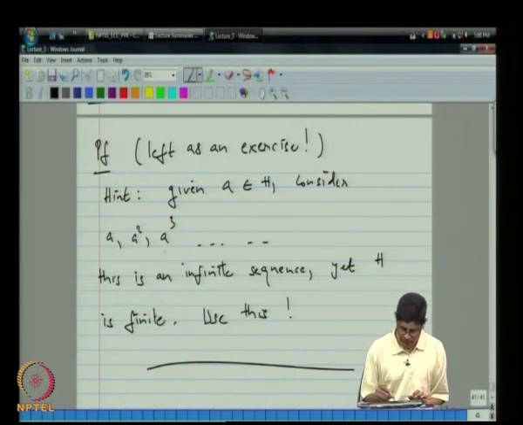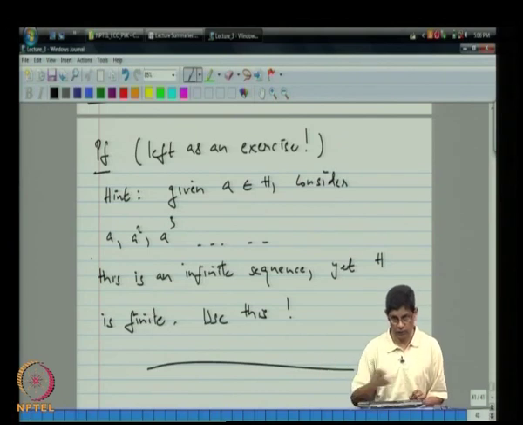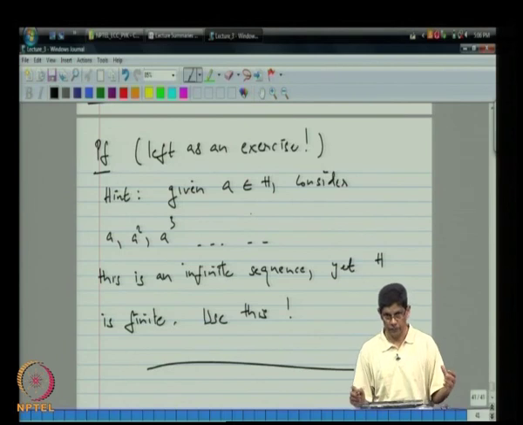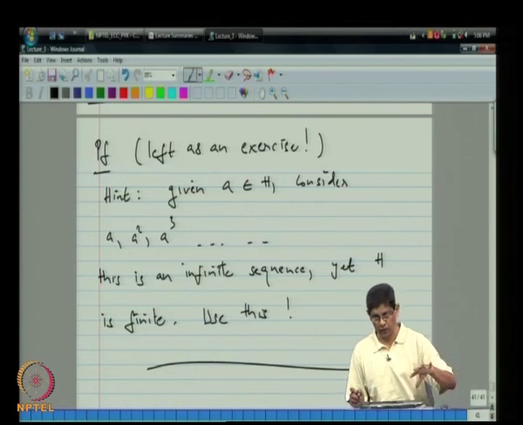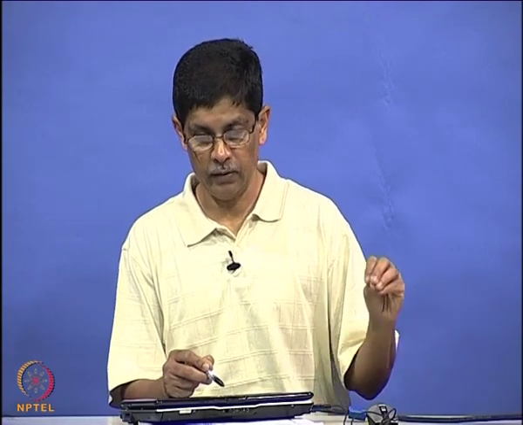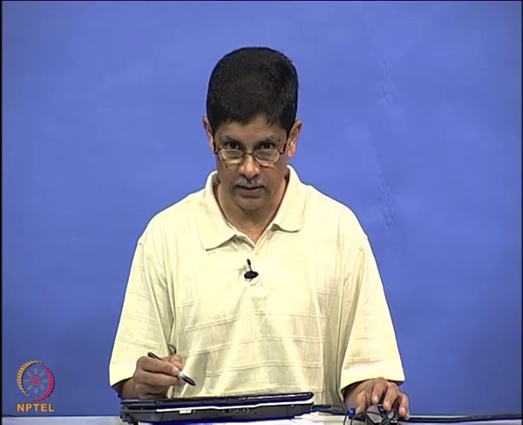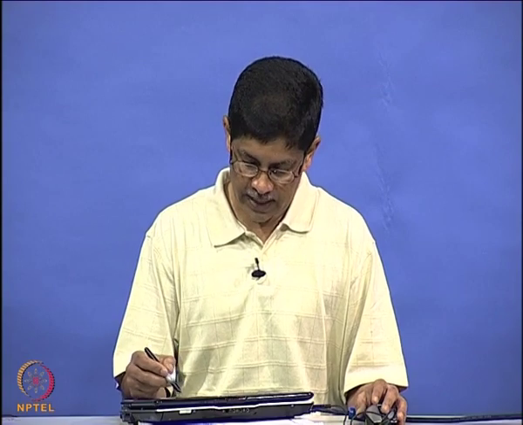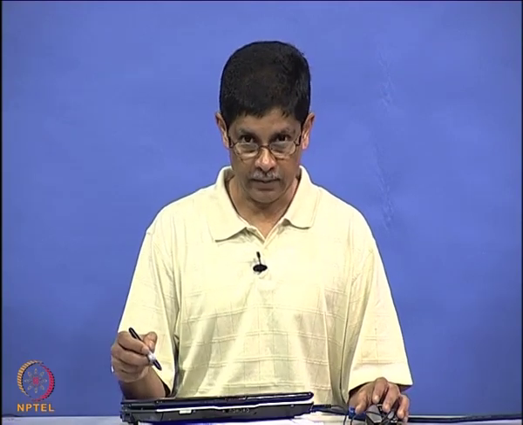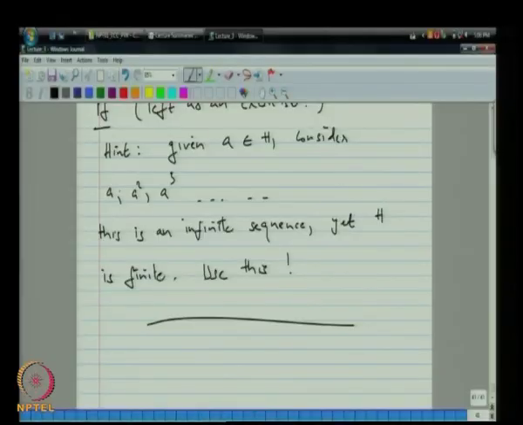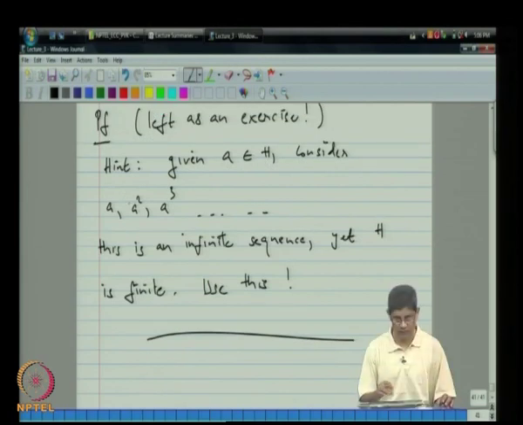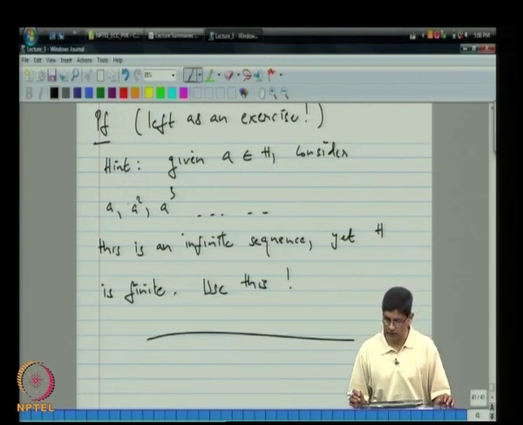Basically you look at the sequence A squared, A cubed, and so on, which goes on to infinity, but all the elements belong to H, because we know that H has the property that if A, B belongs to H, then A times B belongs. In particular, if A is equal to B, then A squared belongs, A cubed belongs, A to the 4 belongs, and so on. This is an infinite sequence, but since H is finite, there must be some repetition in this sequence, and you should be able to use that.